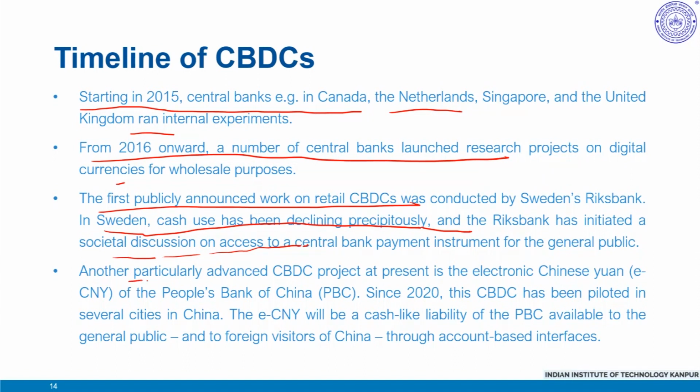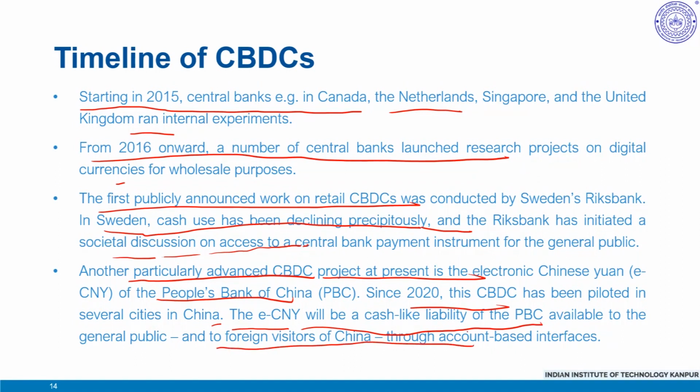Another particularly advanced CBDC project at present is the electronic Chinese yuan or ECNY of People's Bank of China (PBC). Since 2020, this CBDC has been piloted in several cities in China. This ECNY will be cash-like liability of the People's Bank of China, available to the general public and to foreign investors of China through account-based interfaces.